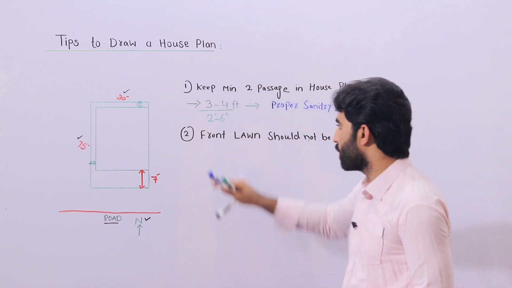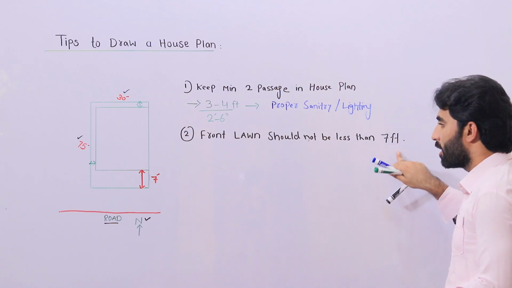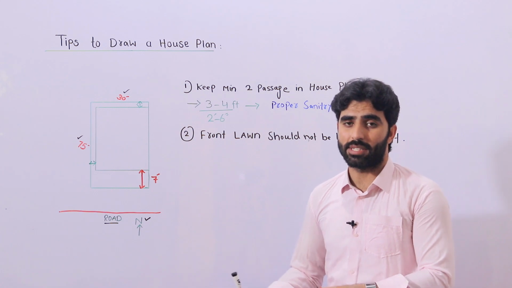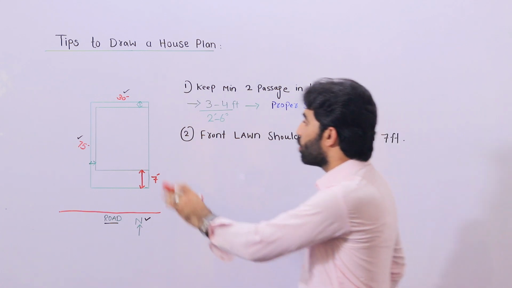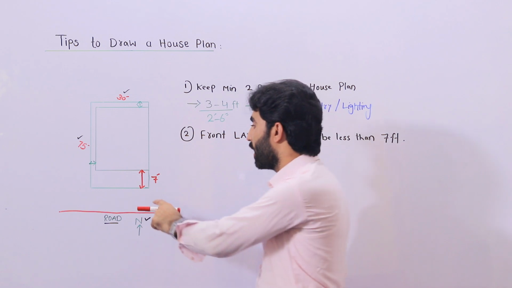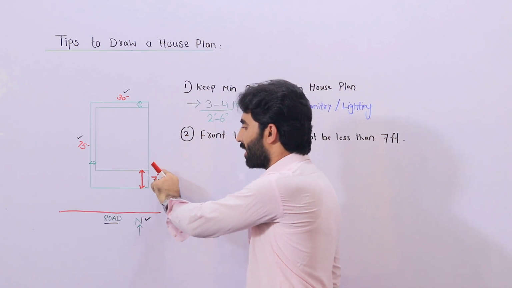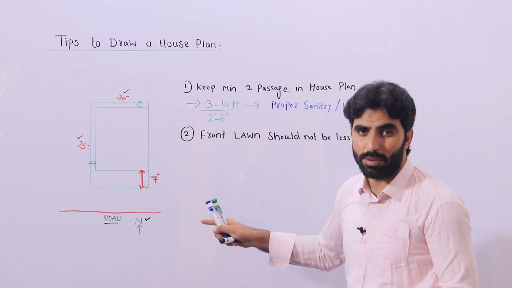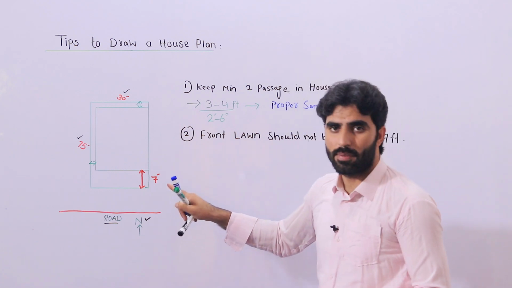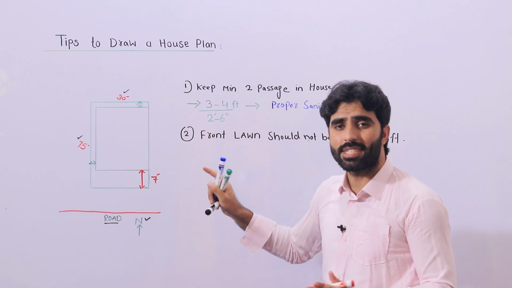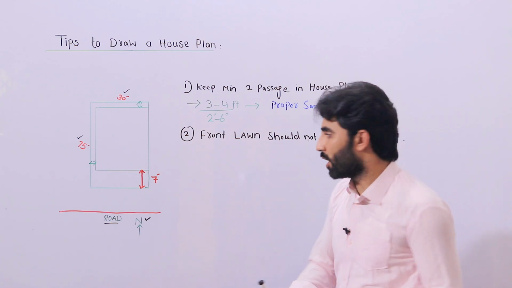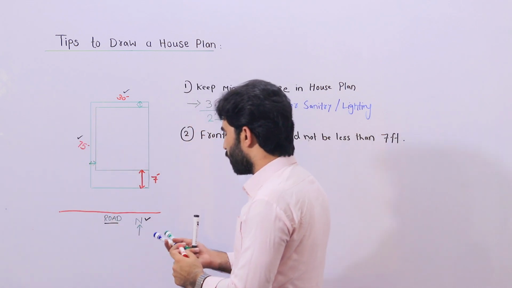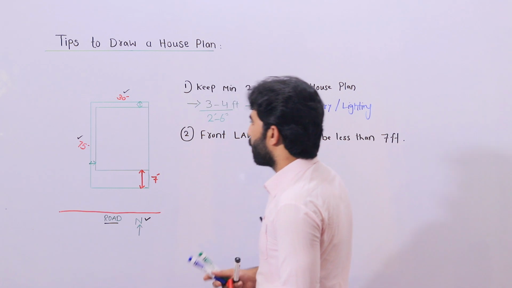So this is also very important. The front lawn should not be less than 7 feet. But if you have more space, you can increase it, but it should not be less than this. According to your requirements, we can take the width of this lawn, minimum and maximum. But it should not be less than 7 feet, because this is the standard size. The standard size is about 10 feet at the front side if we have about 75 feet. Next, guys, you can see we have more requirements here, okay?